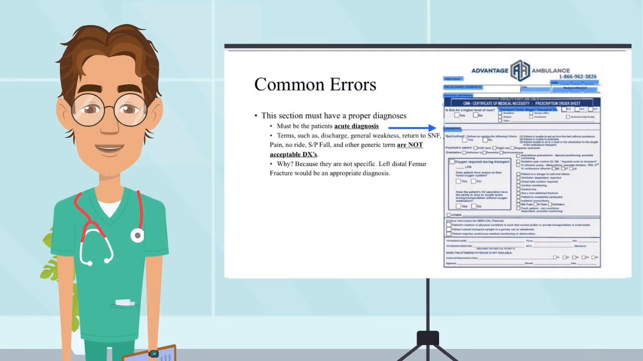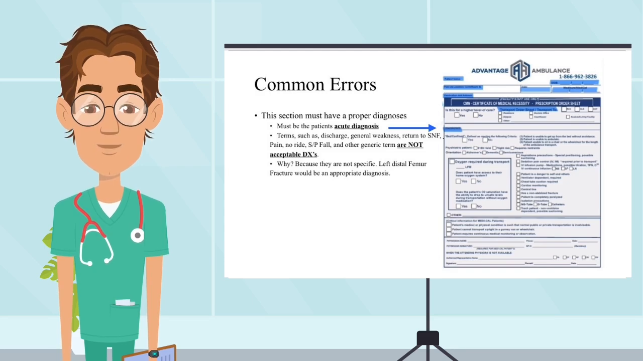Now, let's move on to the diagnosis. What diagnosis do we need? We require the patient's acute diagnosis at the time of discharge. This must be a specific and clearly written diagnosis. Unacceptable diagnoses include vague or generic terms such as discharge, generalized weakness, return to skilled nursing facility, pain, no ride, status post-fall, or other non-specific terms. The diagnosis must be precise.